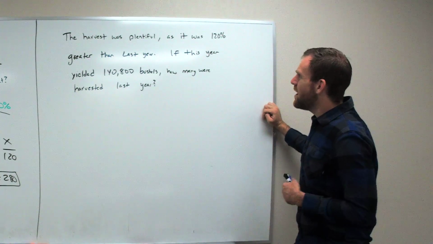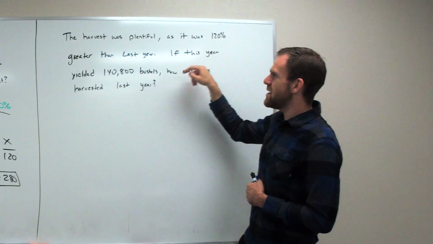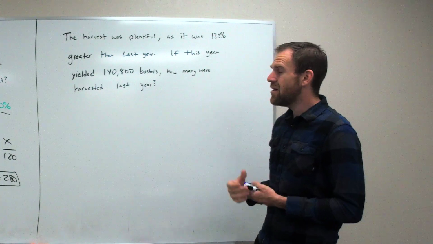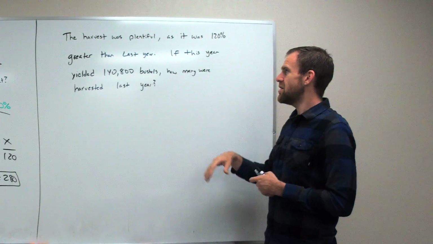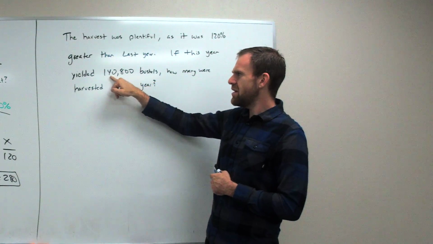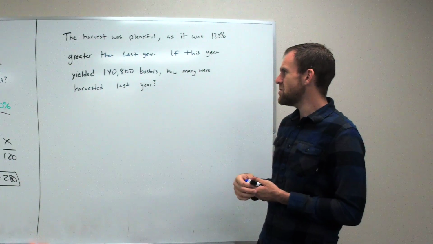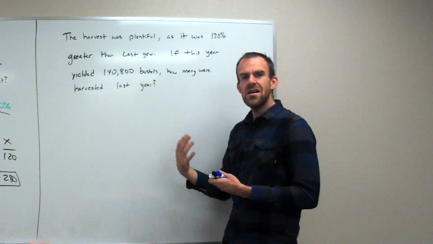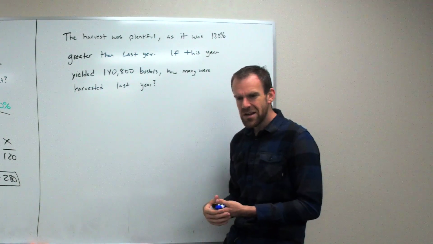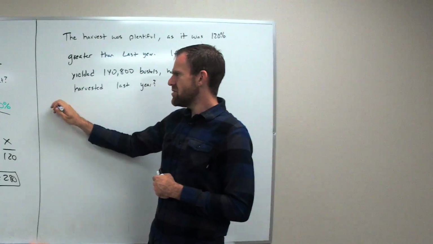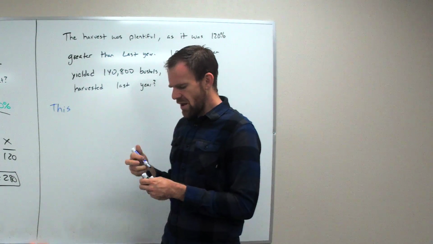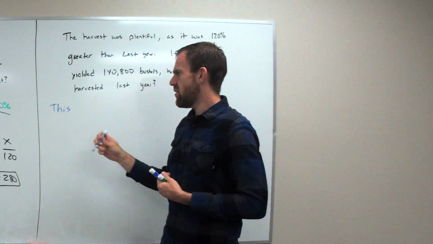Anyways, back to it. As it was 120% greater than last year. That's really great. 120% more than we earned last year. If this year yielded 140,800 bushels, how many were harvested last year? So again, we could do it the way that I showed you originally. We'll say this year, and then we have last year.